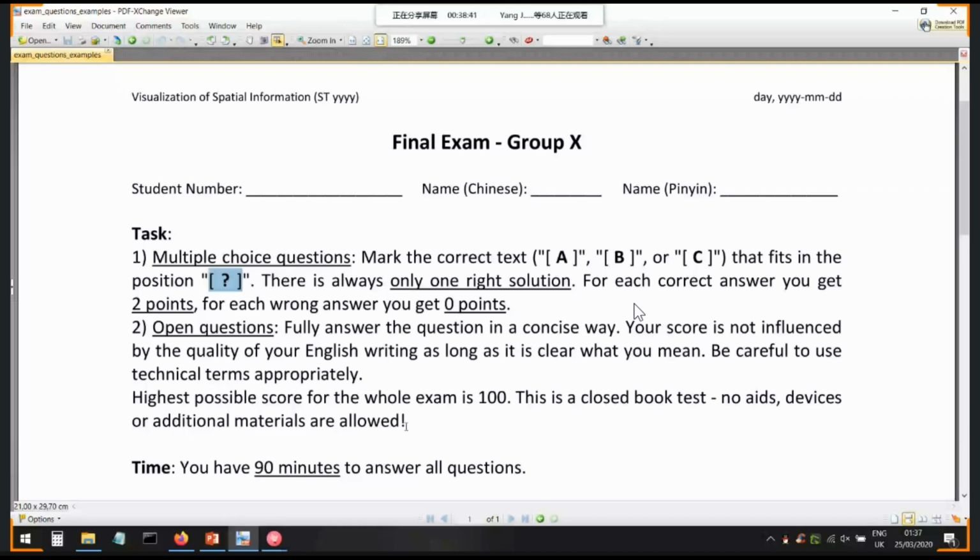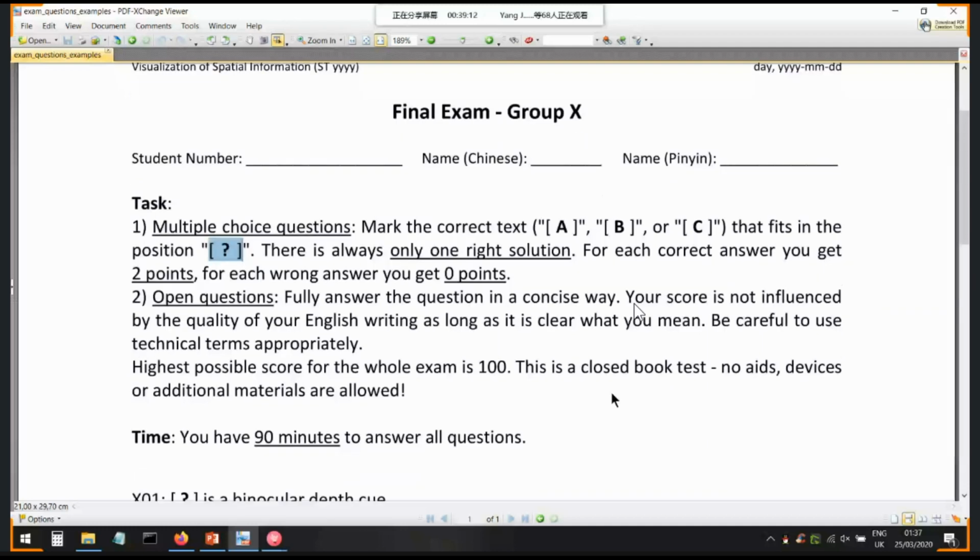The highest possible score for the whole exam is 100. And this is a closed book test. So no aids, no devices, or any additional materials are allowed. Of course, no mobile phones, no books, no materials from the lecture. So you have to know everything from your memory. And you will have 90 minutes to answer all the questions.